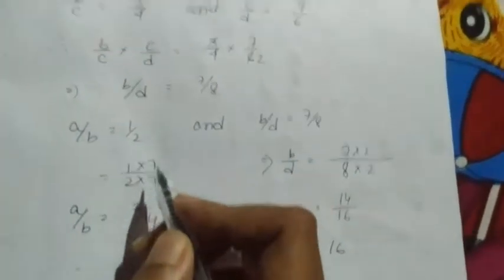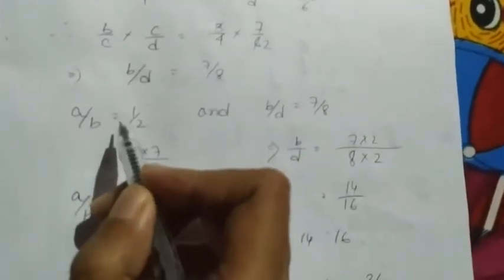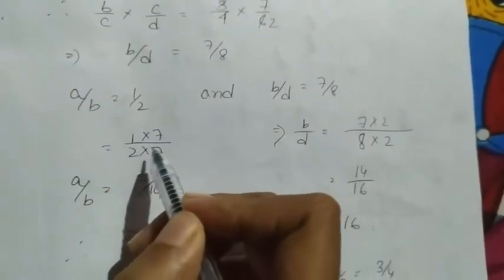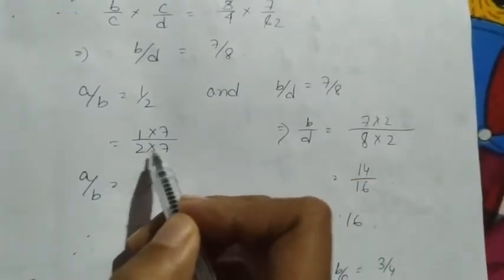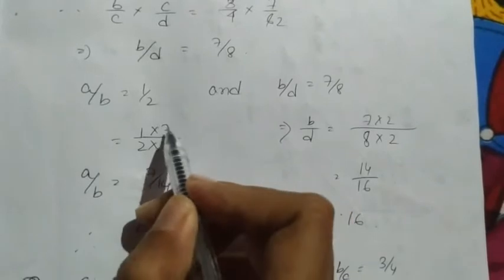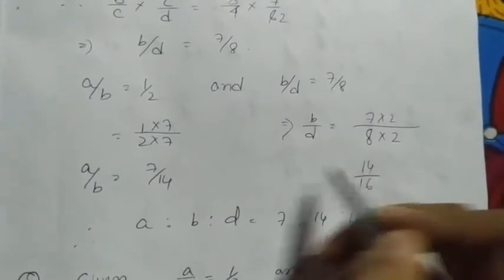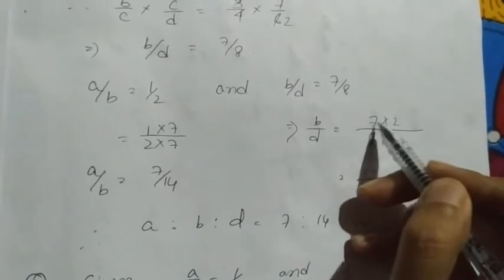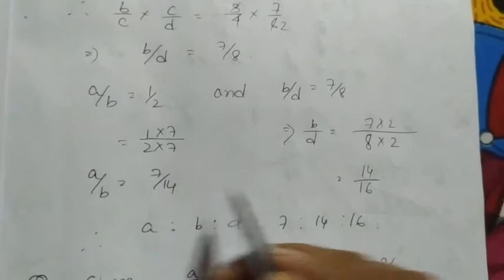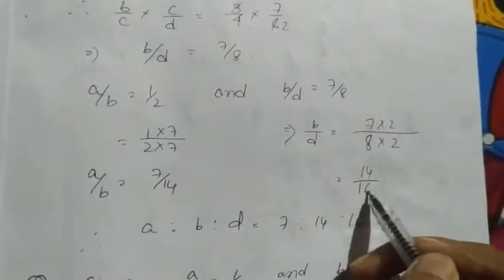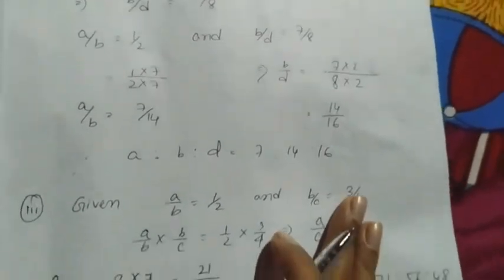Now you see, here your b is 7 and here b is 2. So make it 14, so multiply it with 7. 7 twos are 14 and 7 ones are 7. Here you multiply it with 2, you will get 14. So 7 into 2 is 14, 8 into 2 is 16. So here a/b is 7/14, b/d is 14/16. So 7 : 14 : 16. So this is the answer.